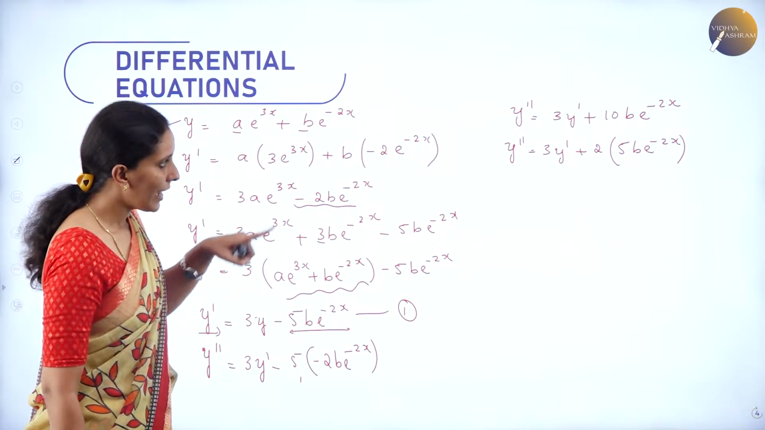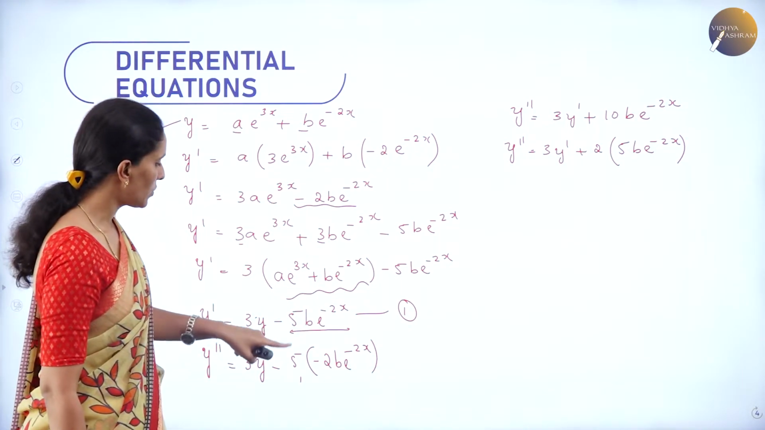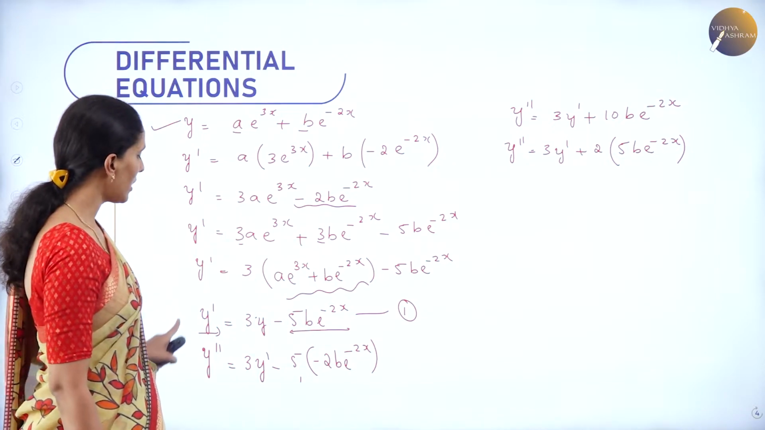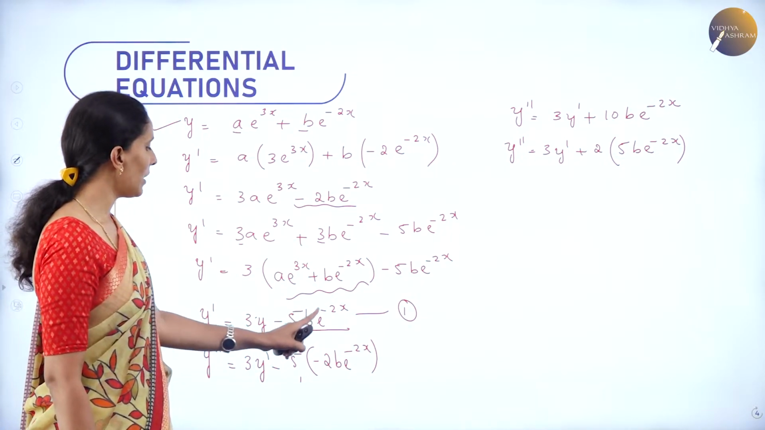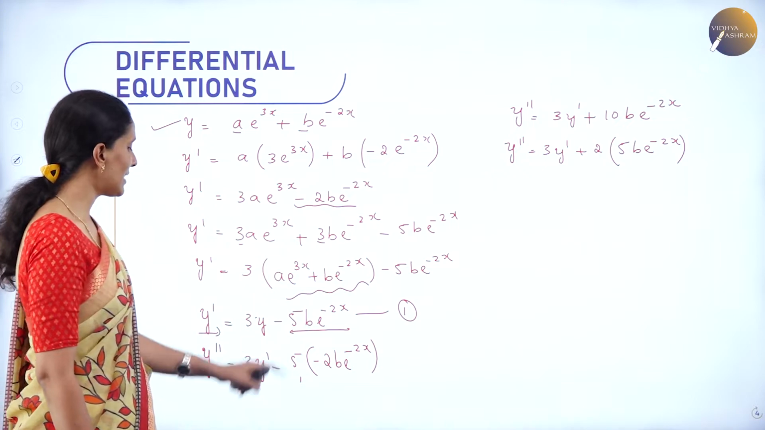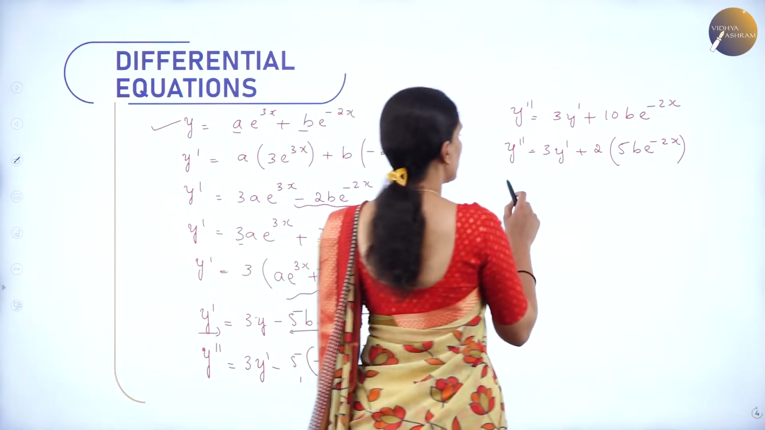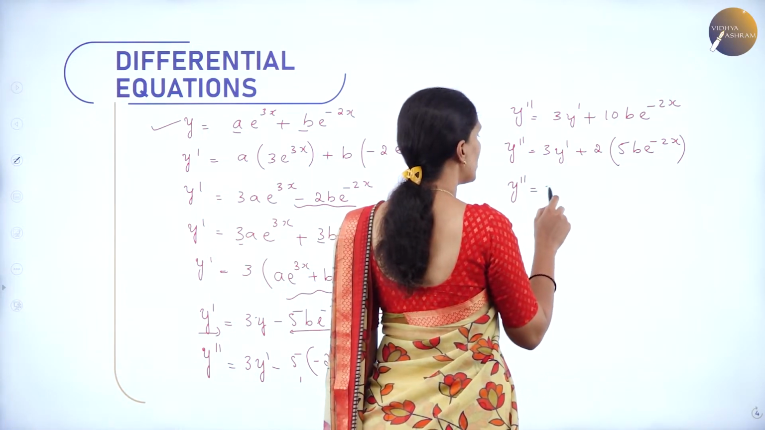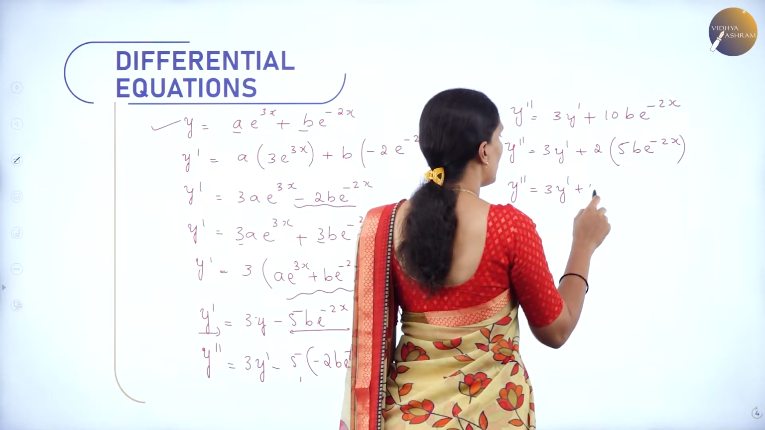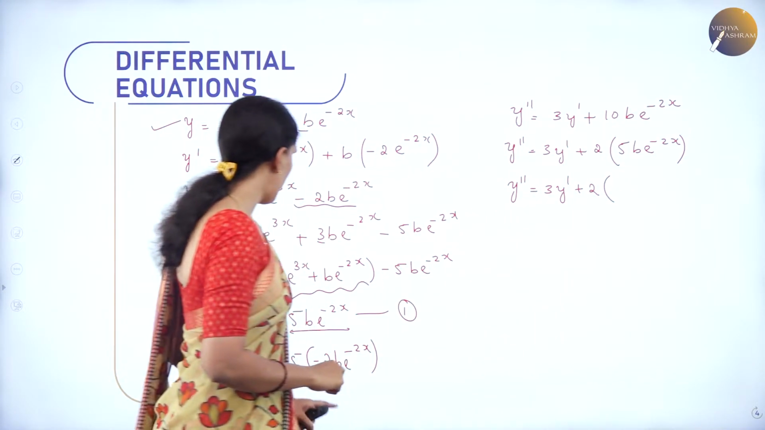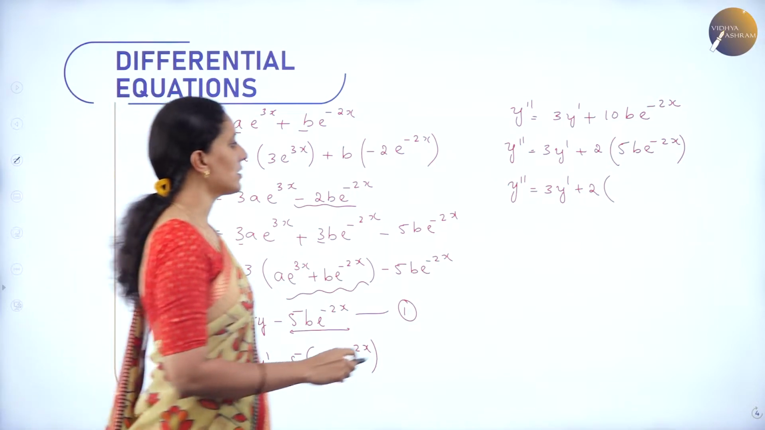Now, there I need 5b e power minus 2x. So from equation 1, I can rearrange. If I want 5b e power minus 2x, I can write it as 3y minus y dash. So therefore here, y double dash plus 3y dash plus 2 into, so what happens? This becomes 3y minus y dash.